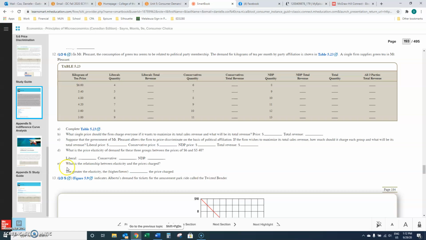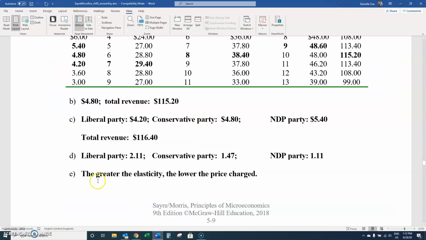And then, what is the relationship between elasticity and the price charged? So the greater the elasticity, what happens to the price charged? Is the greater the elasticity, is it the higher the price charged or the lower the price charged? So the greater the elasticity, the lower the price that is charged. That's mentioned in the textbook, and it's always going to hold true. The greater the elasticity, the lower the price that's going to be charged.